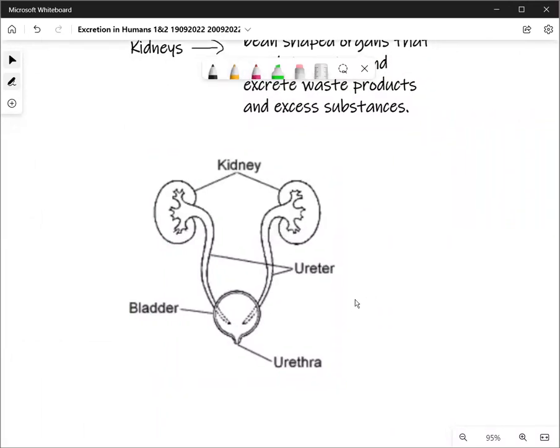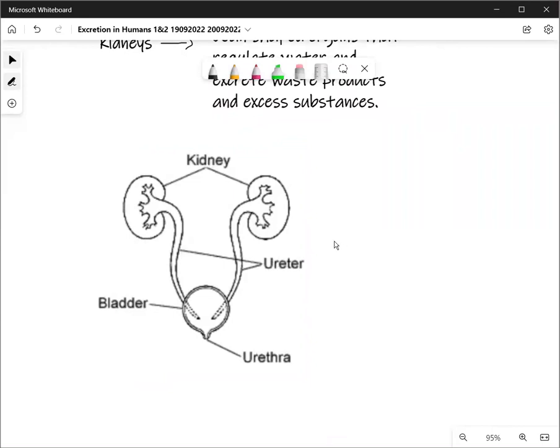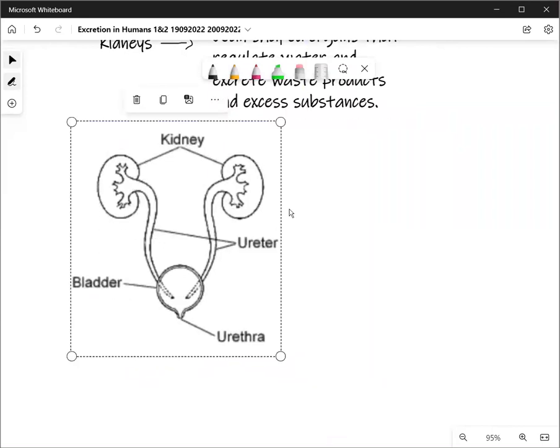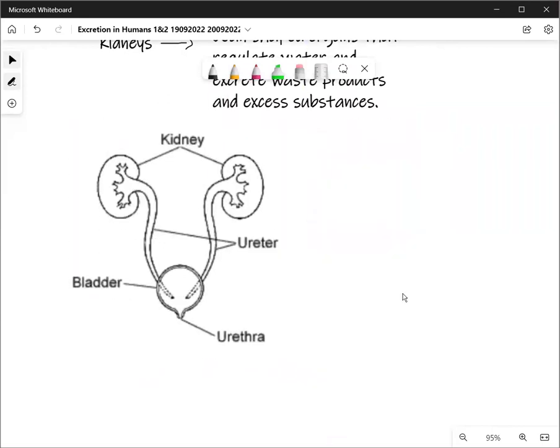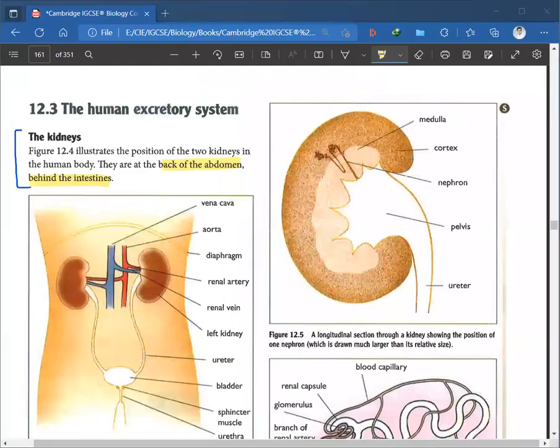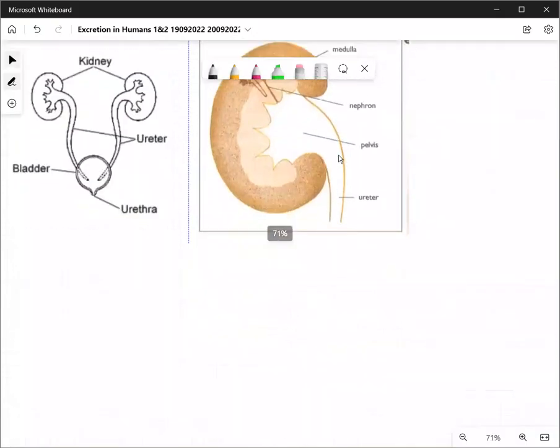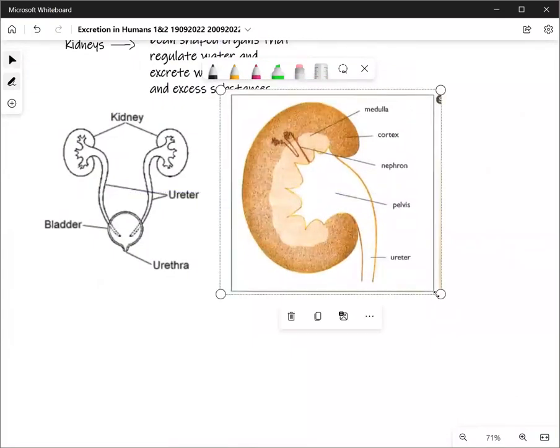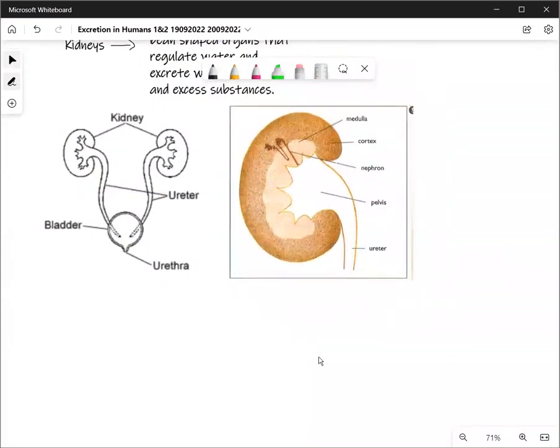Now, what are the jobs? Let's first write down the functions of the things we have on the board. I'll show you another diagram of this, which is the cortex. Now this right here is the other one, a close-up of the actual kidney.